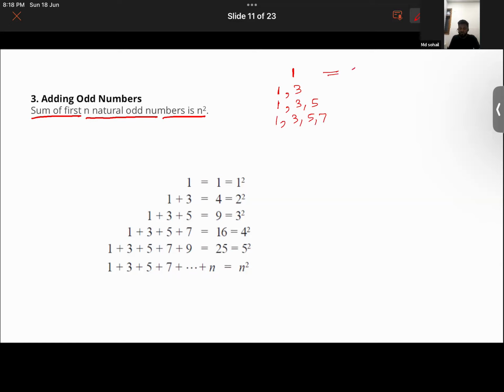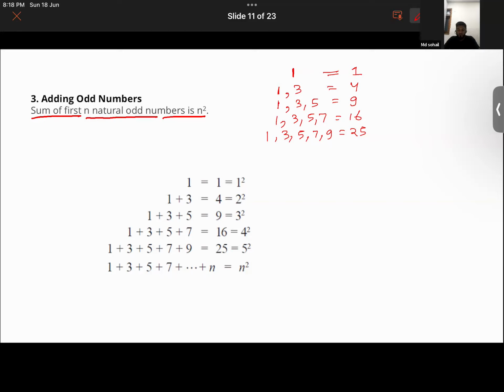You add them, it is going to be 1. Then 1 plus 3, 4. Then 9. Then 16. Similarly, we can have 1, 3, 5, 7, and 9. Then we will be getting 25. So what do we observe in this one? That the sum of consecutive odd numbers gives us square numbers. Isn't it so, Ahmed?